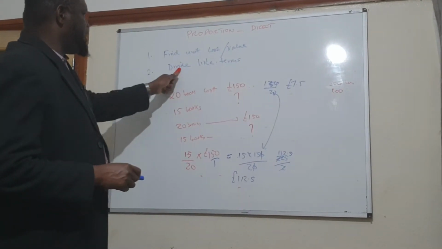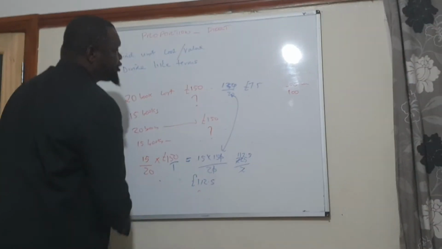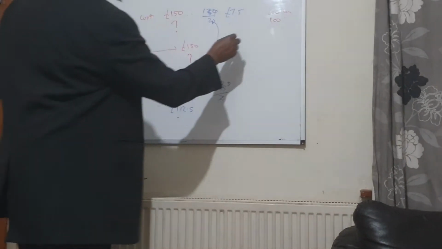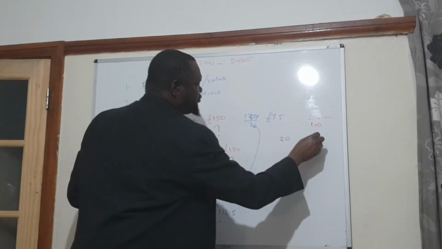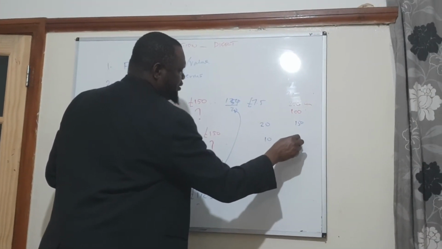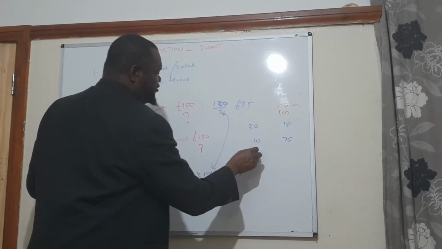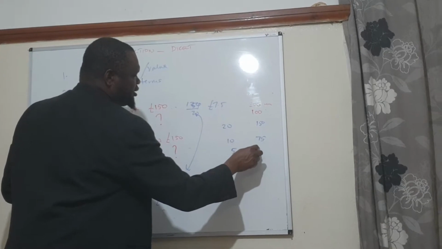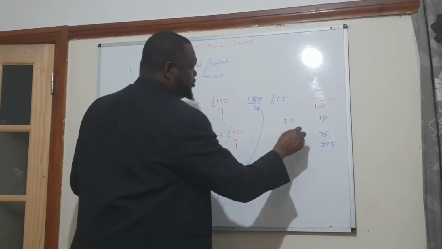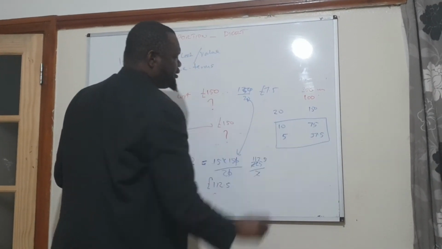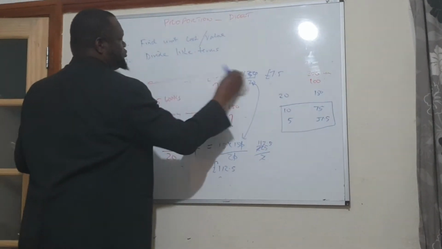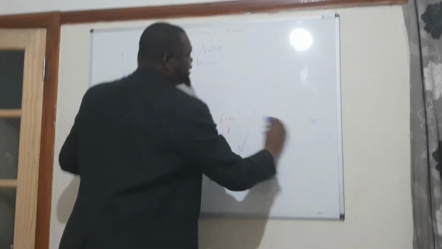So you can either do it that way, or you can do this the school way. Some school books say, okay, now 20 books cost 150. 10 books will cost what? Half of that, which will be 75. 5 books will cost what? Half of that, which is 37.5. Now 15 books will cost that. So you come to the same thing. You could choose which one is easier for you.